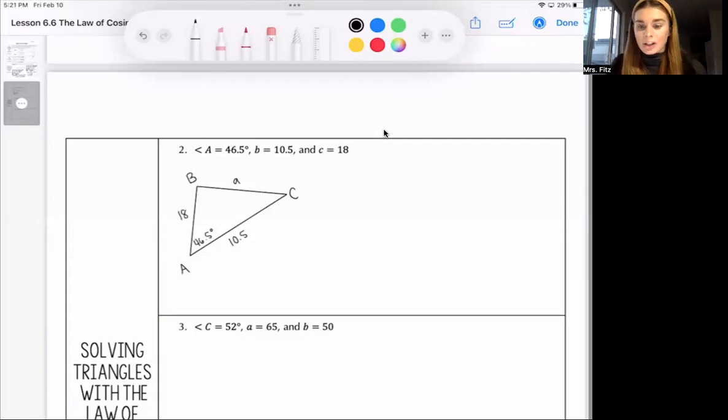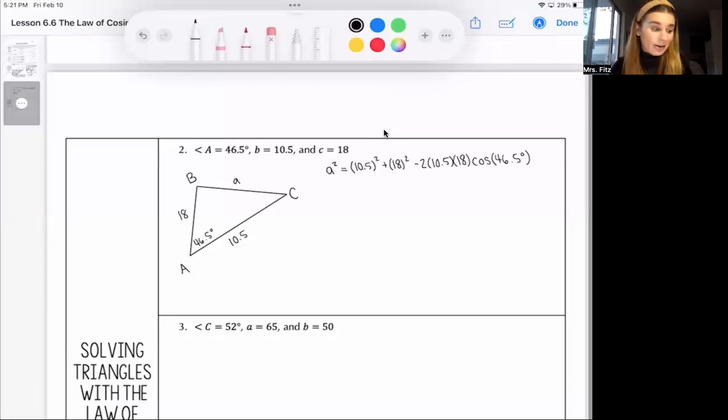So what I'm going to do is actually use the A squared version of our formula because we know angle A. So let's go ahead and start there. We end up with A squared equals, remember, you use the two remaining sides that were unused. So we have B squared, so 10.5 squared plus, in this case, C squared, so 18 squared, minus 2 times 10.5 times 18 times the cosine of 46.5 degrees.